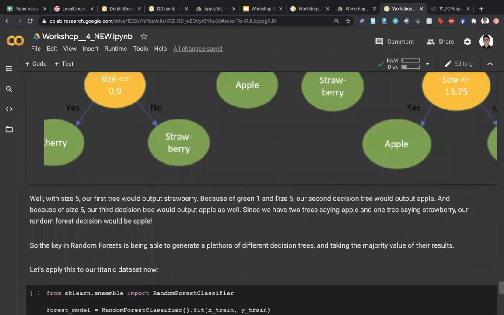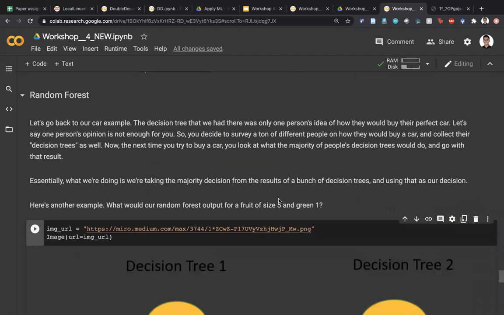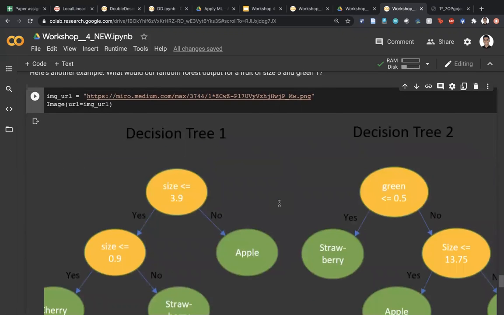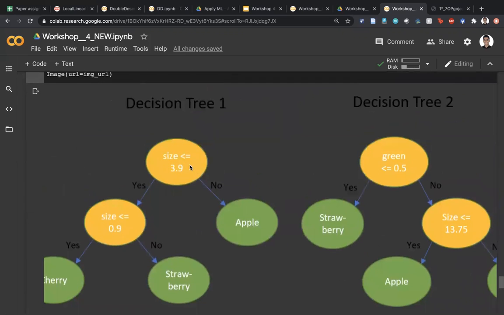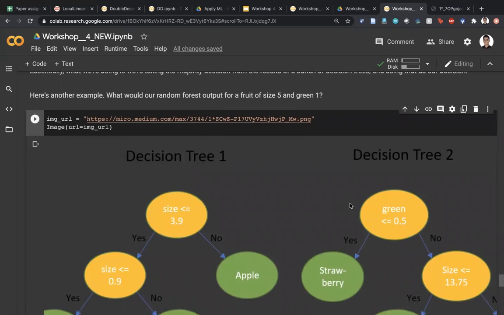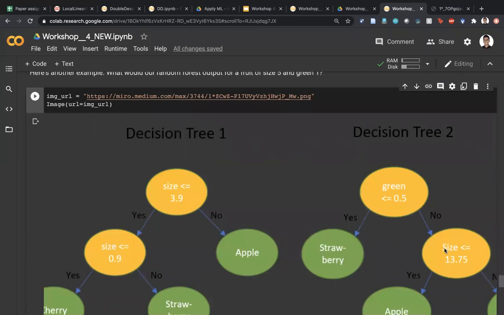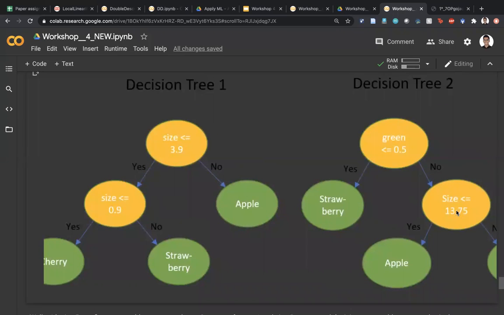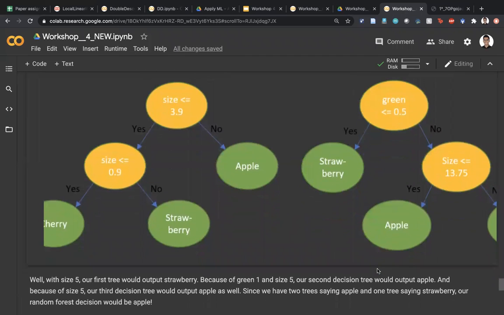Right. And then let's say you had a fruit of size 5 and it was green. This decision tree is going to automatically predict that it was an apple because the size is greater than 3.9. And then the apple is probably not green, assuming it's ripe. You're going to go here. Its size is less than 13.75. So the second decision tree is also going to predict an apple. And since both decision trees tell you that your fruit is an apple, you can be reasonably certain that it is.